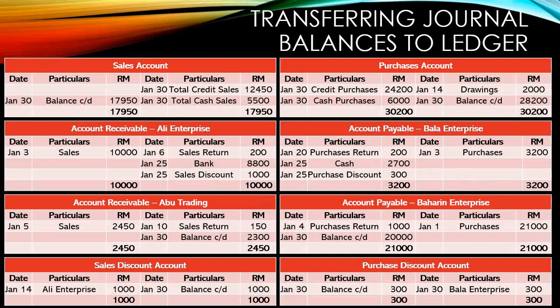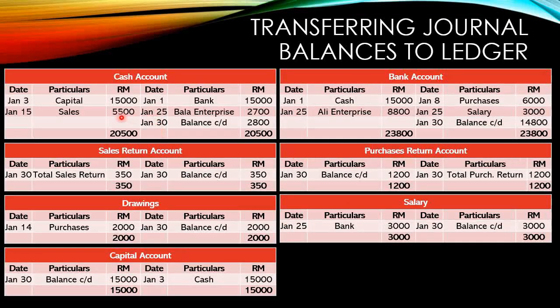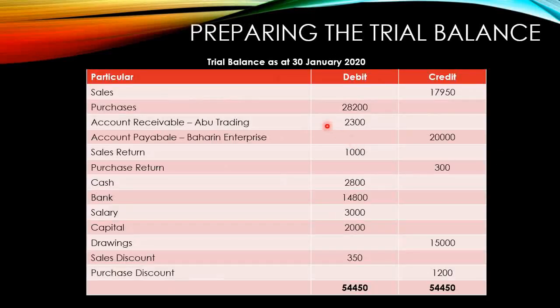Okay, like that. As usual, and for cash, you can see, as usual, we take the entries one by one from the cash payment and cash receipt journals. The same with bank, take them one by one from the cash payment journal and cash receipt journal. For the sales return journal, see I take the total sales return value and total purchase return. Then drawings, debit, credit salary and capital account. Then you close your accounts. Then you will get the trial balance for 30 January and it should balance. As usual, just like what you have done in the previous slides. So that's how you prepare journals to be transferred to the ledger.